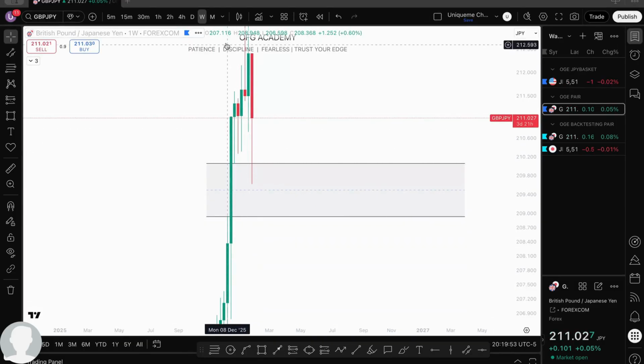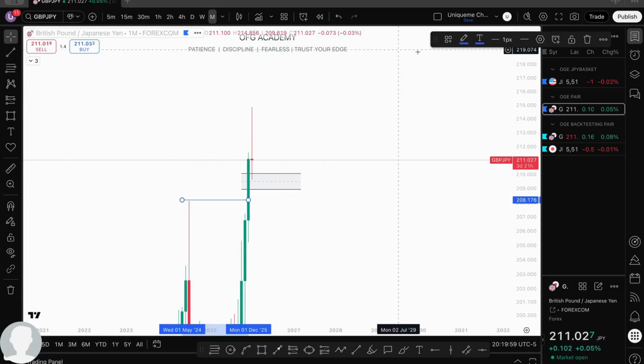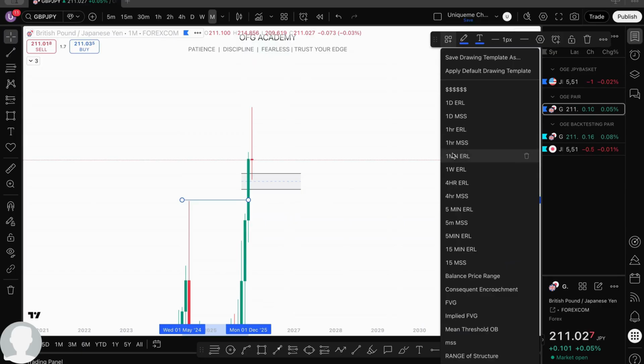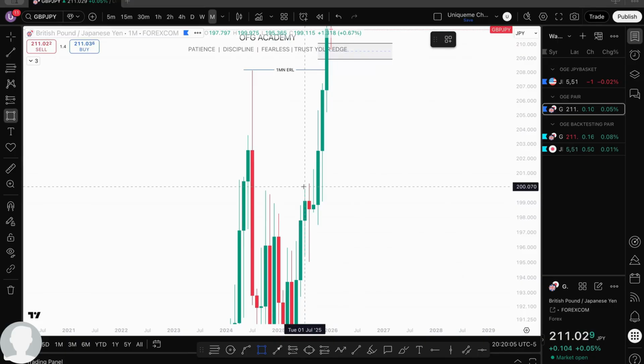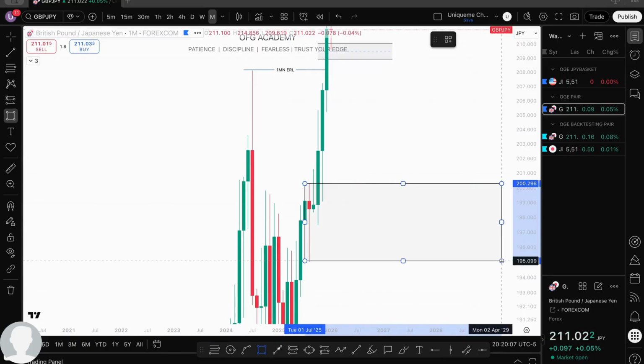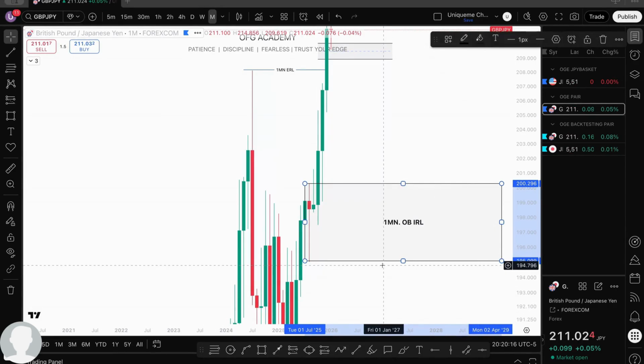as our draw on liquidity, and price has cleared out this low. But on the 1 month time frame, price has cleared out external range liquidity, right? And we have our swing points here. You can see how straightforward this is, right?